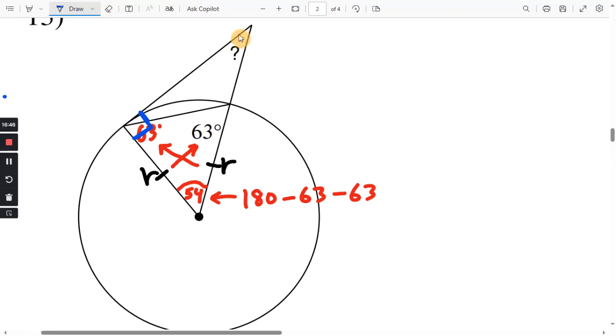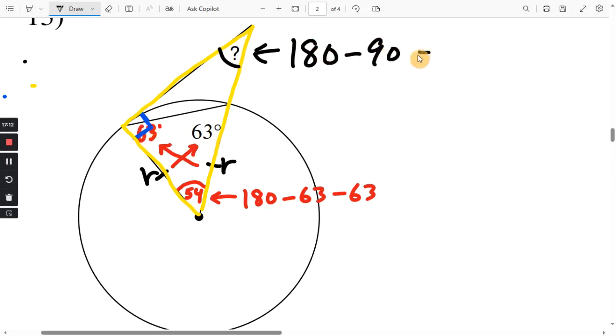All right, now we're looking at this other triangle. I'll highlight it in yellow. Okay, we are looking at this, and this right here. So what does that mean? This angle here, the whole triangle, they add up to 180. That's going to be 180 minus 90 minus 54. Okay, I'll let you finish it from there.